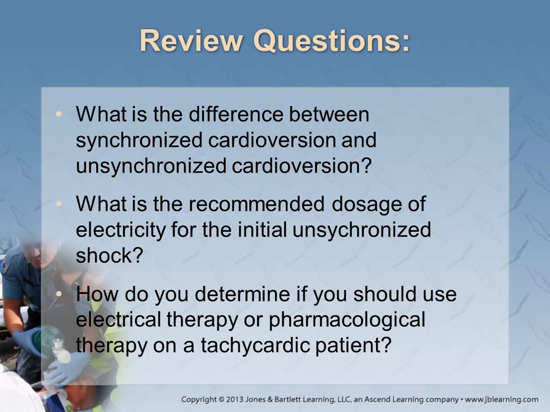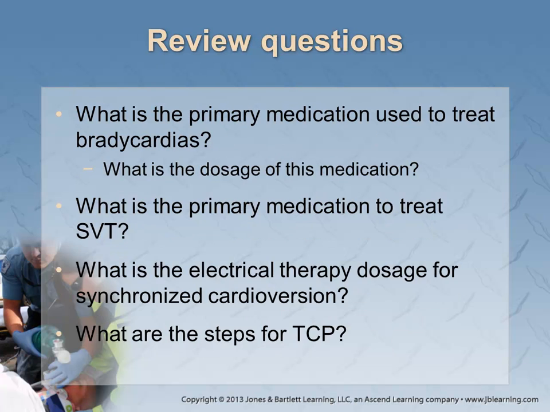All right? How do you determine if you should use electrical therapy or pharmacological therapy on a tachycardia patient? They're stable or unstable. But not just stable, unstable, hemodynamically stable or unstable. Which is going to be pretty much the same thing, but include that in. What is the primary medication used to treat bradycardias? Atropine. What's the dosage? 0.5 milligrams, with a max dose of 3. Yep. What is the primary med for treatment of SVT? Adenosine, 6 milligrams, then 12 milligrams.